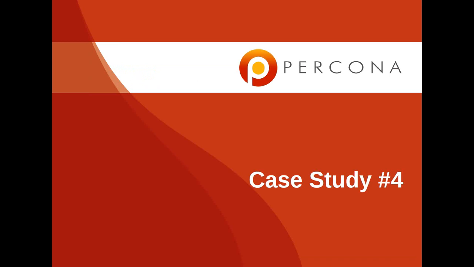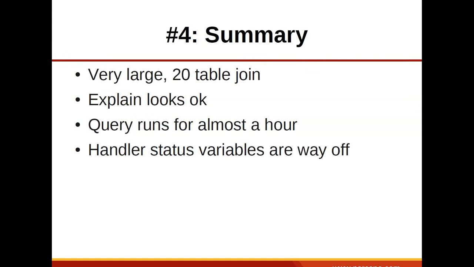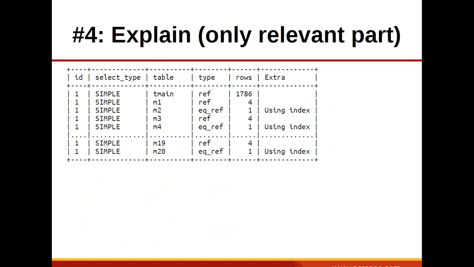Okay, let's go and check out the real monster query I was talking about in the beginning. So the case is we have a very large 20-table join. Explain looks okay. The query runs for almost an hour, but the handler status variables are way off what we should see based on explain.